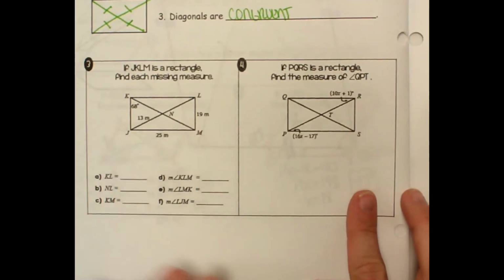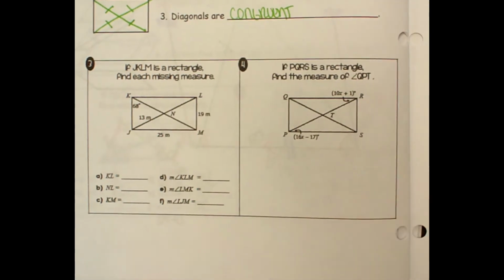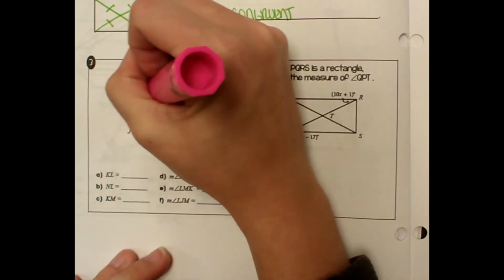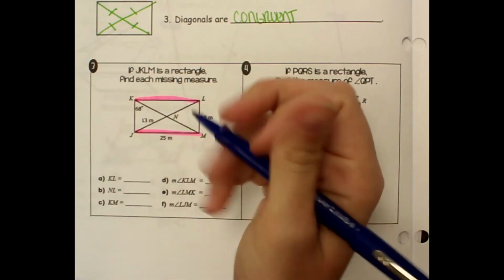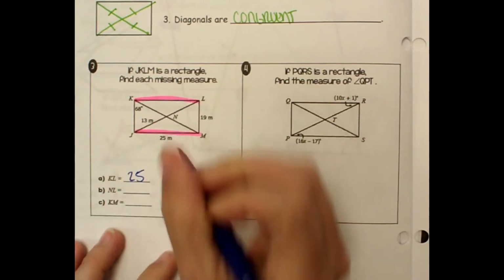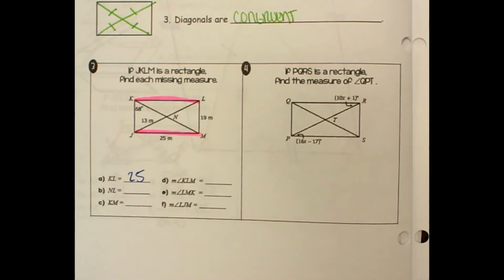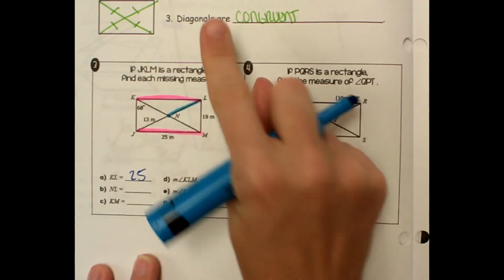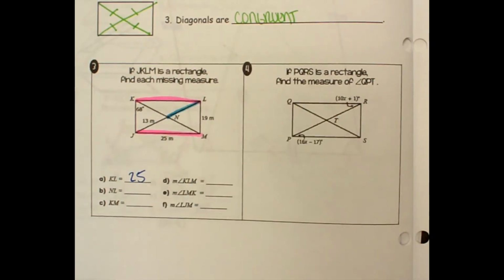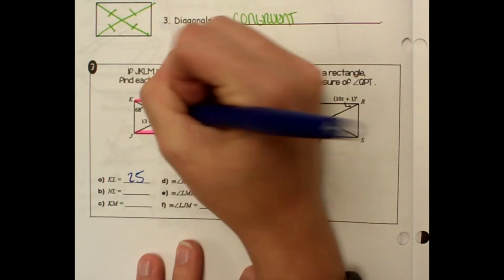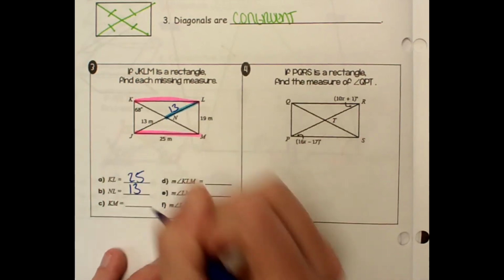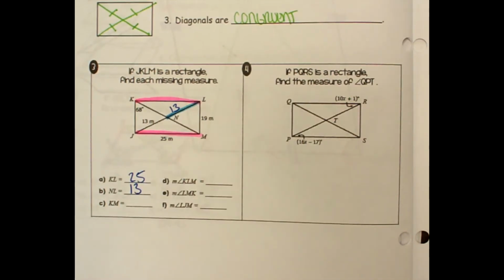If JLM is a rectangle, find each missing piece. So it wants to know what's the length of KL. We have KL. It's an opposite side. Opposite sides are congruent. So if JM is 25, then KL is 25. It wants to know the length of NL. Well, now that our diagonals are congruent, or we also know from parallelogram that they bisect each other. So if this one's 13, then NL is 13. Then it wants to know what is KM.